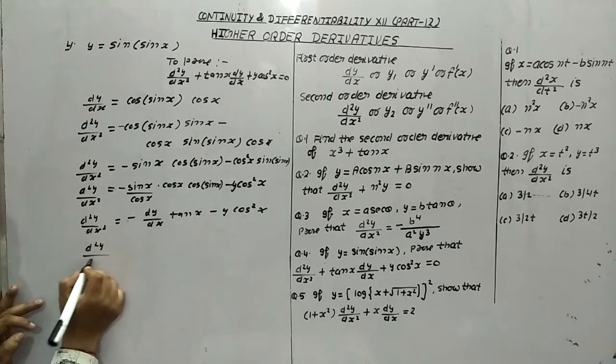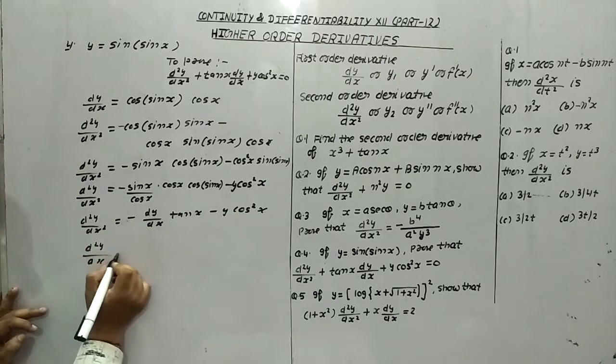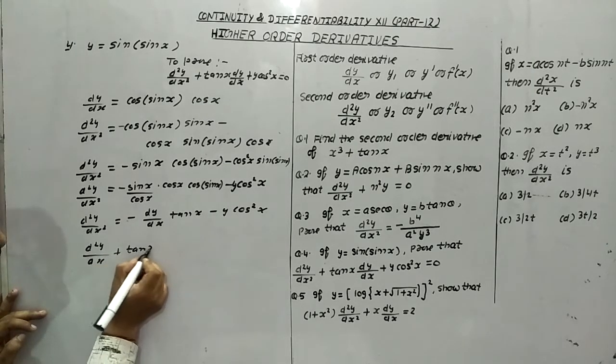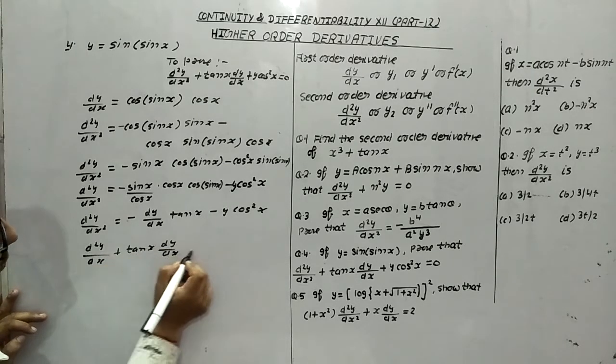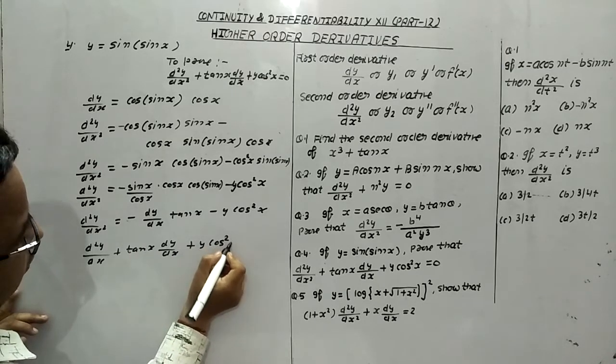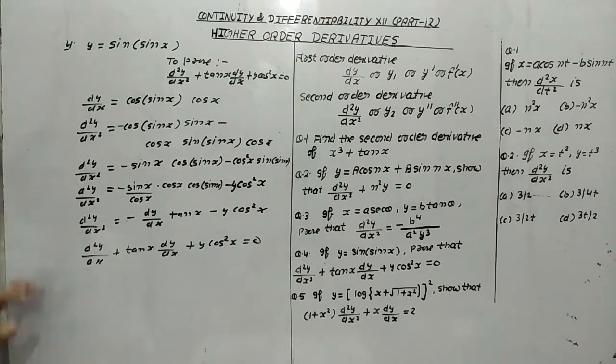And now put the values here. It means this is negative, here positive. It means plus tan x dy by dx and plus y cos square x is equal to 0. So this is the way to do the solution. This is a very, very important question.